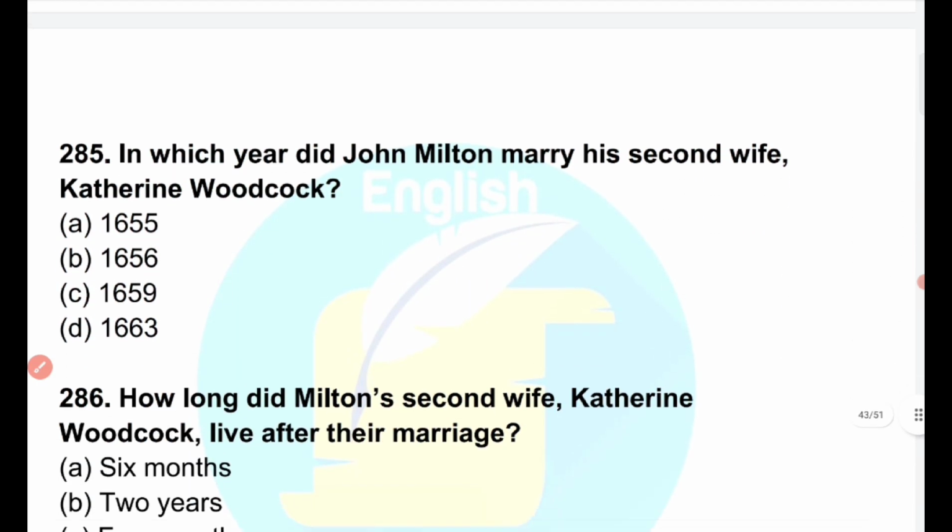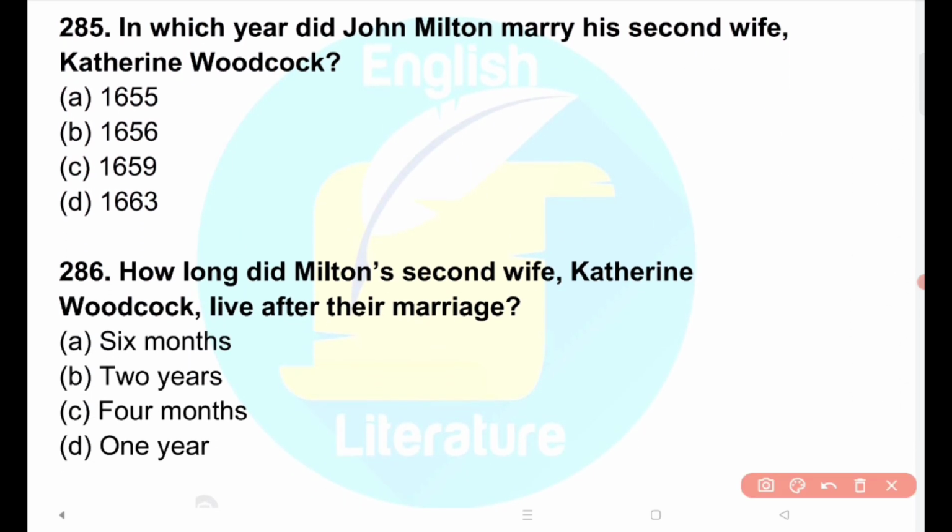In which year did John Milton marry his second wife, Catherine Woodcock? Option B, 1656. In 1656, Milton married Catherine Woodcock, but she died in 1658. Within 2 years, he mourned her loss in his sonnet, Methought I saw my late espoused saint.